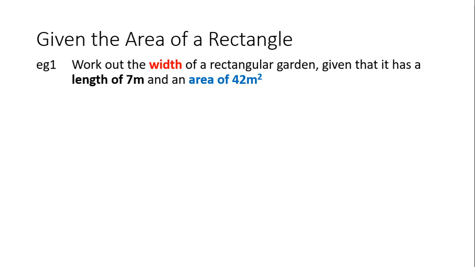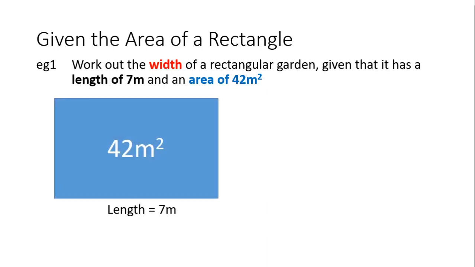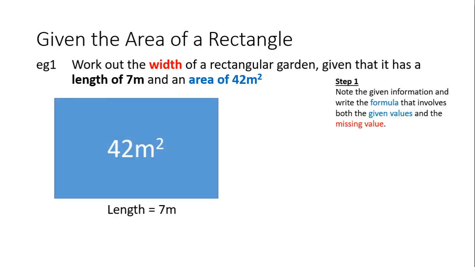So giving this a read here: work out the width of a rectangular garden given that it has a length of 7 meters and an area of 42 meters squared. Maybe this diagram will help. Now, the first thing that we need to do is note the given information and write the formula that involves both the given values and the missing value.